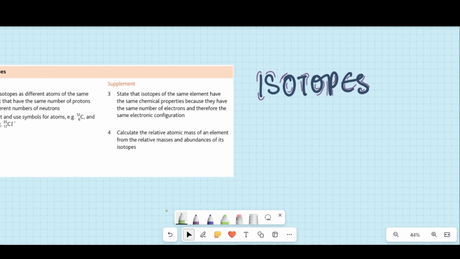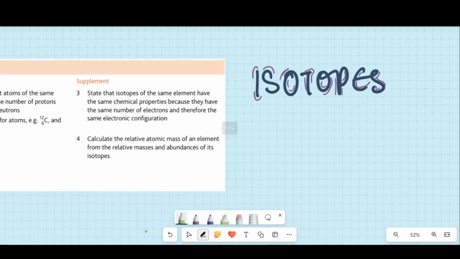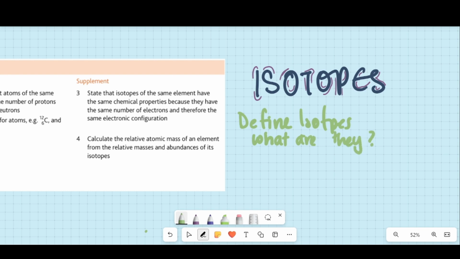The foremost thing that you need to know is to be able to define isotopes. So define isotopes. What are they? I'm pretty sure you've learned this, you've heard this, you can say this and recall the definition in your sleep. So what are isotopes?